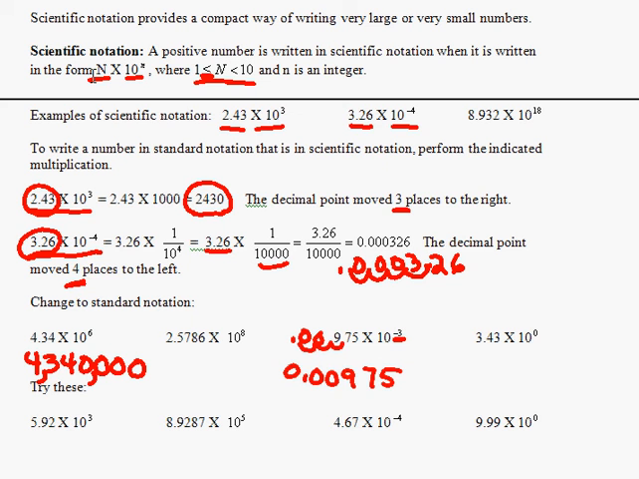Now this last one, 3.43 times 10 to the 0. Remember, that exponent tells you how many places you're going to move your decimal point. My exponent is 0. I'm not going to move my decimal point. Hopefully you remember from the lesson we did in class today that anything raised to the 0 power is 1. That means 10 to the 0 is 1, and when I multiply by 1, I don't change the value.